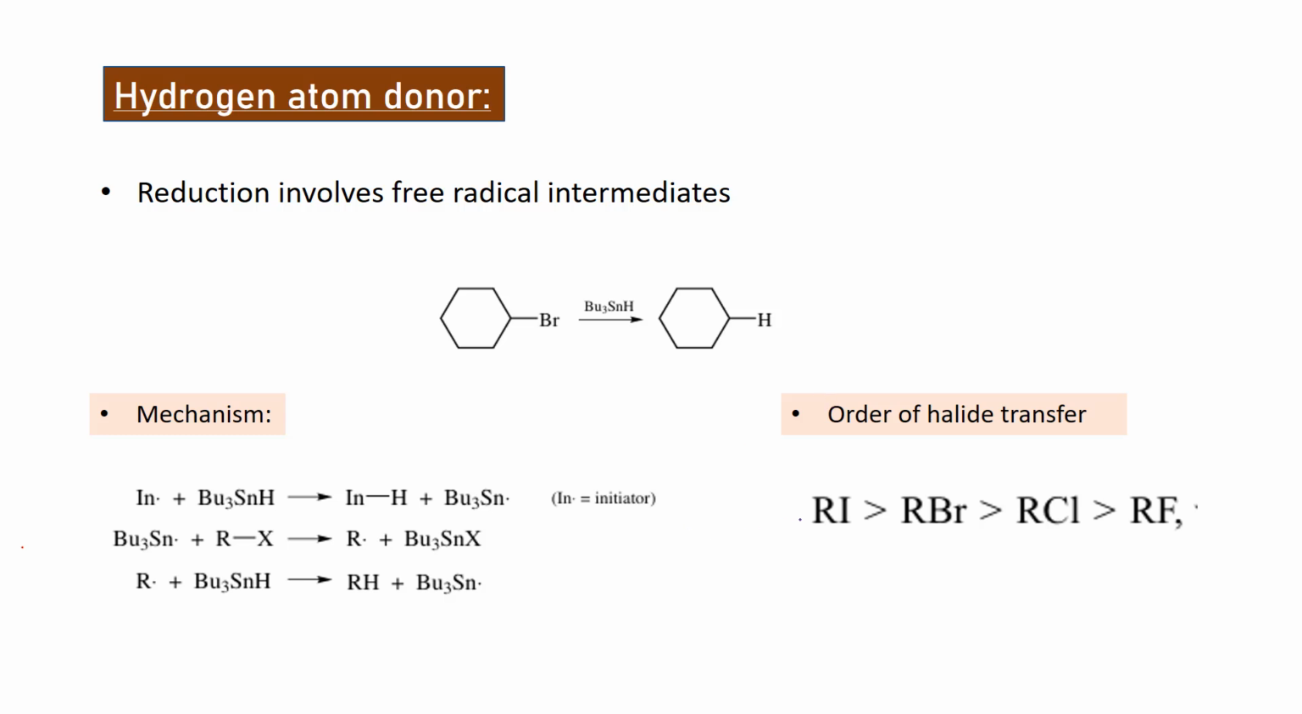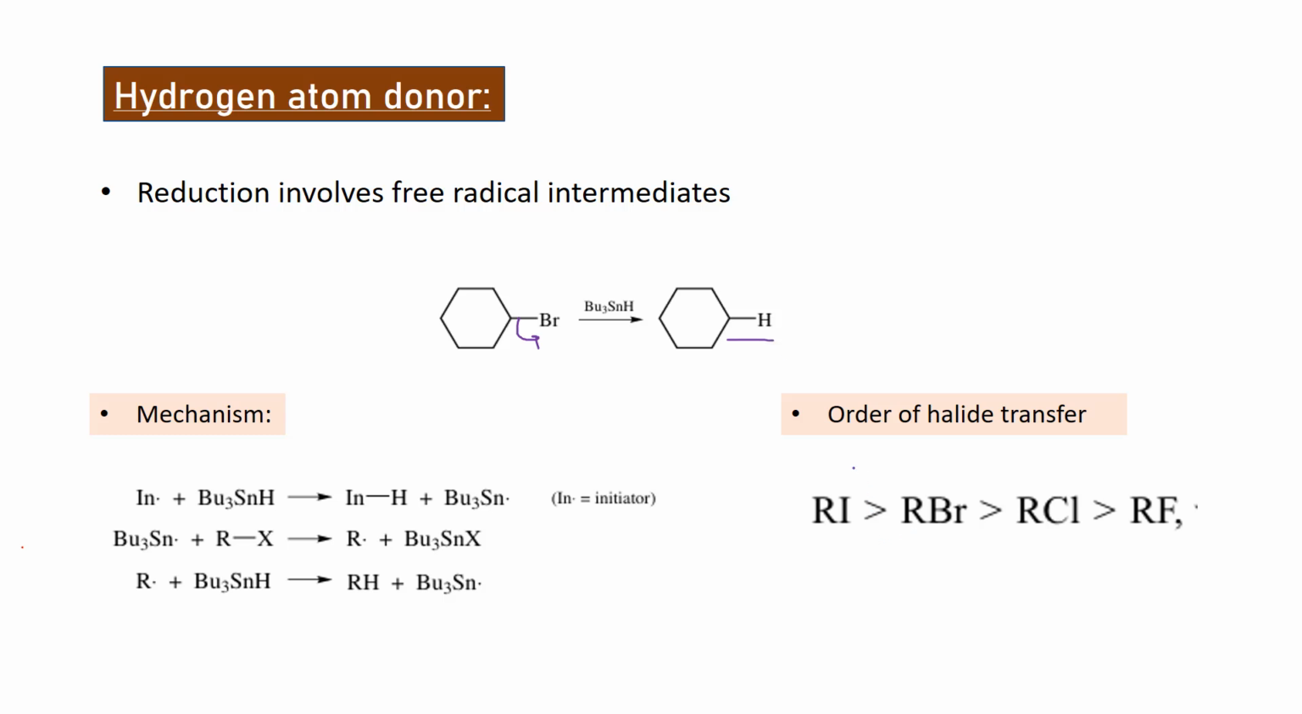This type of reduction usually involves a free radical intermediate, and one of the important reducing agents of this type is tributyl tin hydride. If we add it to a halide hydrocarbon, the halide can be substituted and this C-H bond will form.